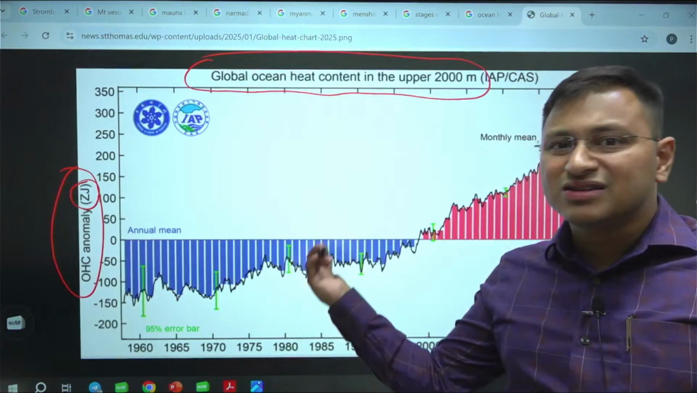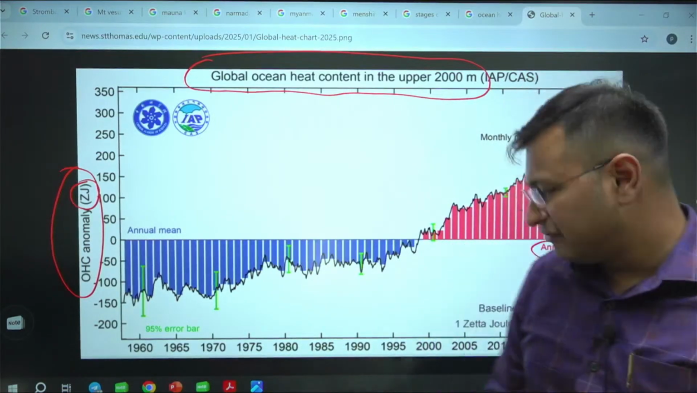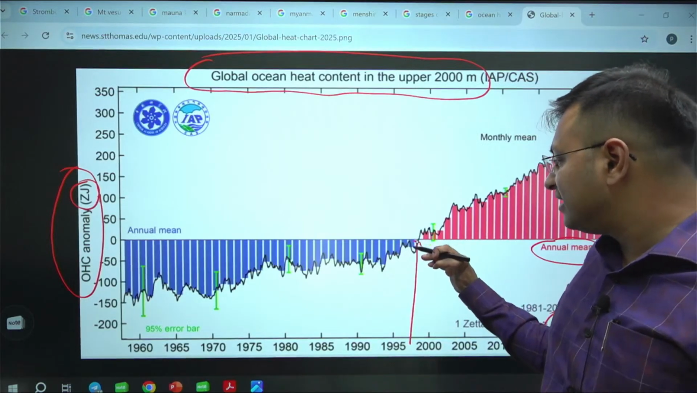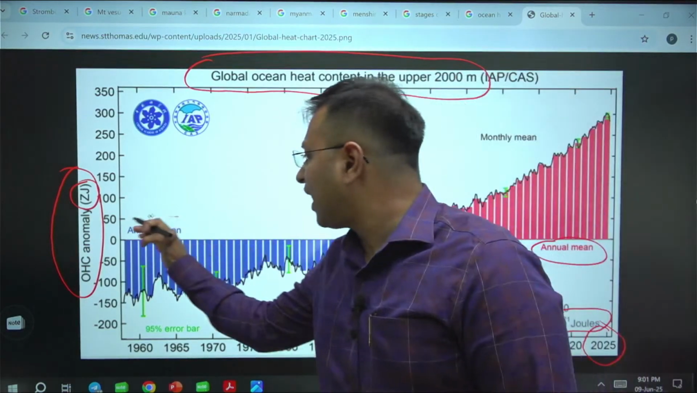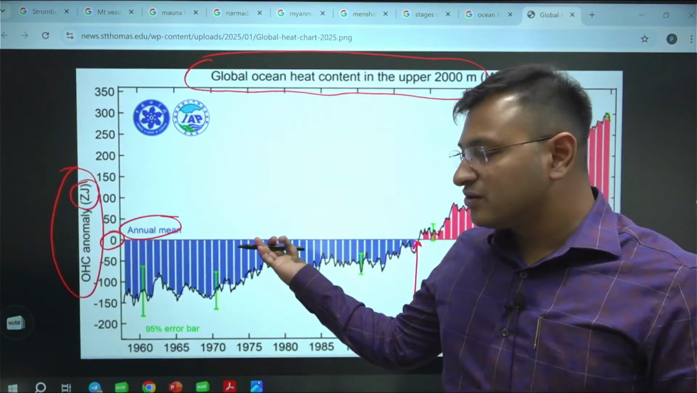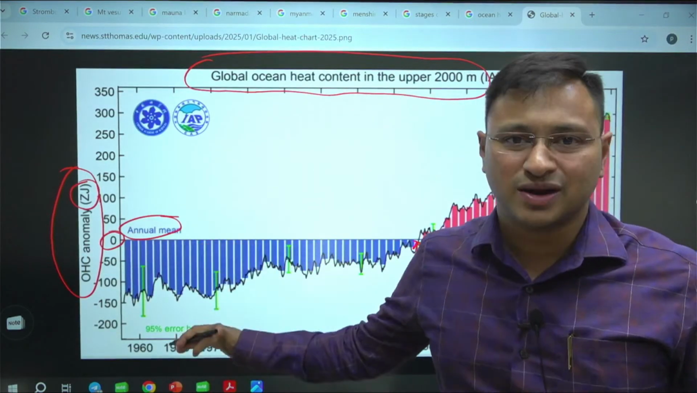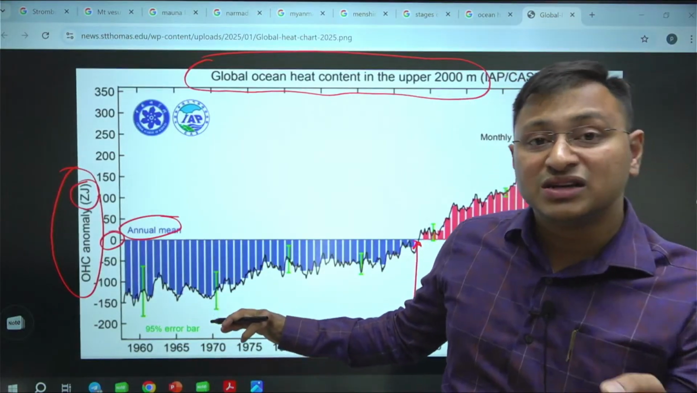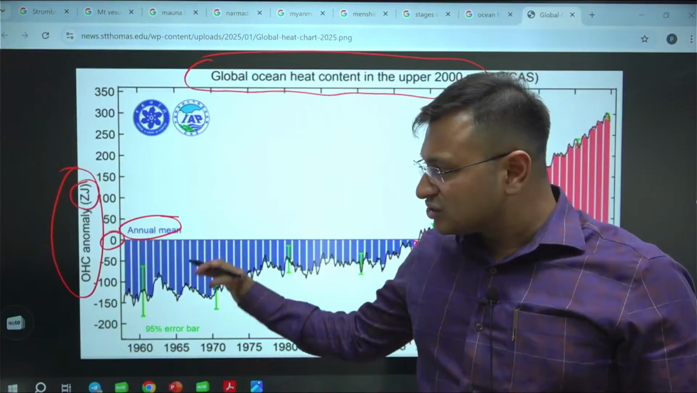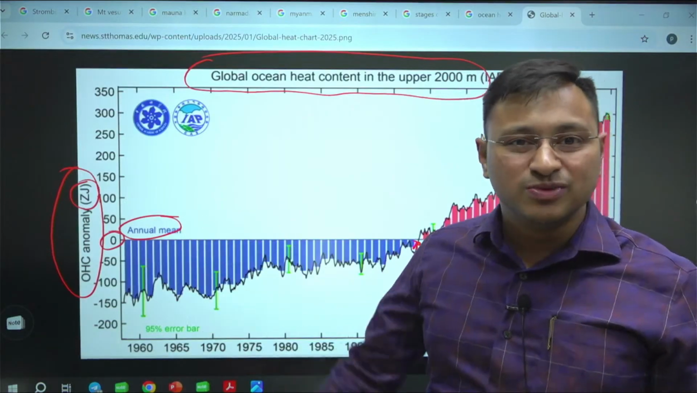So what does this graph indicate to each and every one of you? Sir, this graph indicates that up till the late 1990s, the annual mean was zero. Annual mean was zero in the sense that whatever heat the oceans were absorbing, it was not resulting in an increase in the temperature of the oceans. So the net heat exchange was below zero.